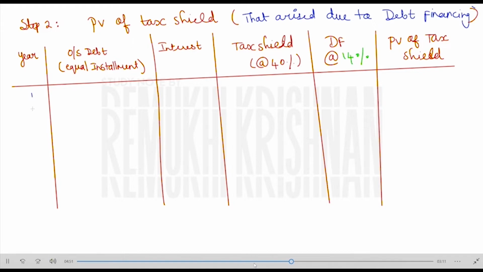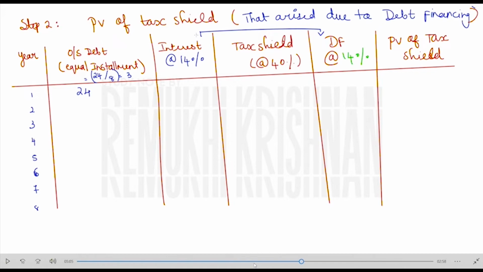Do remember, in the first step you take your KE, the cost of equity. Here I am going to take my KD, which means the cost of debt. Finally I will arrive at my present value of tax shield. So what are the years? The tenure of the project is 8 years. They already provided that the debt is paid in equal installments. The debt part is only 24, right? Out of 26, that is your equity part. So 24 divided by 8 is 3. So I will be paying 3 lakh at the end of each year.